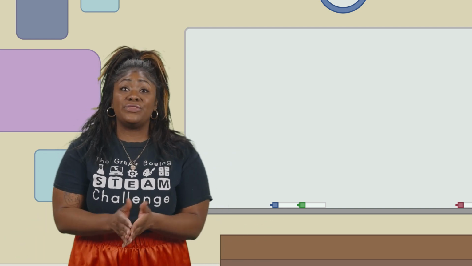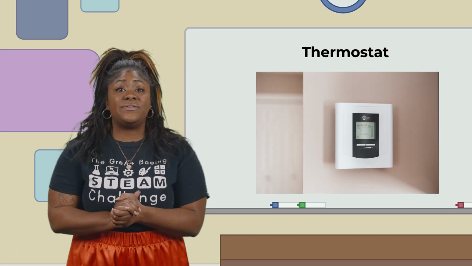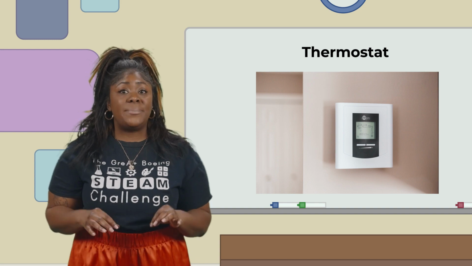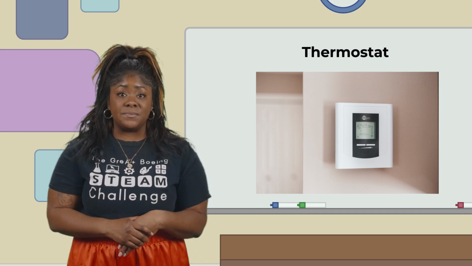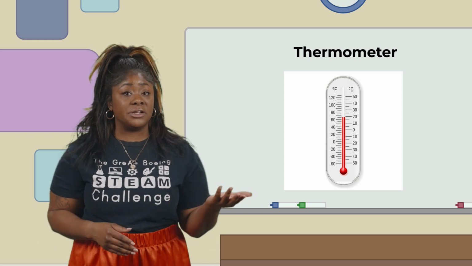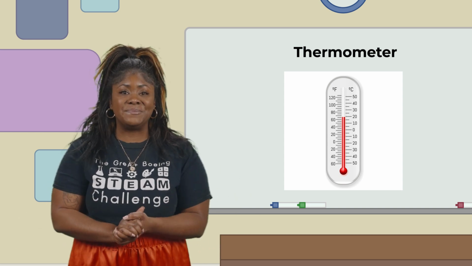Stupendous job, Sunny. I came up with the words thermostat and thermometer. A thermostat is a device that automatically responds to changes in temperature by the starting and stopping of heat. A thermometer is an instrument that tells the degree of hotness or coldness, which is temperature.